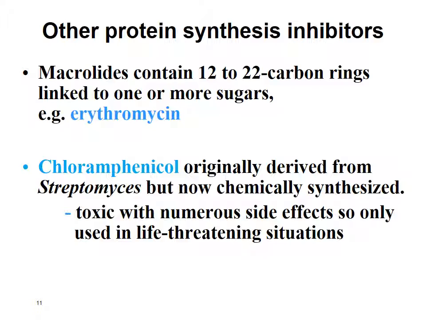Here are some more examples. The macrolides, which contain 12 to 22 carbon rings linked to one or more sugars. For example, erythromycin. Another example is chloramphenicol, which was originally produced from cultures of Streptomyces venezuelae, but it's now synthesized chemically. Like erythromycin, this particular antibiotic binds to the ribosomal subunit. It has quite a broad spectrum of activity, but unfortunately is very, very toxic. So it's only used in life-threatening situations.